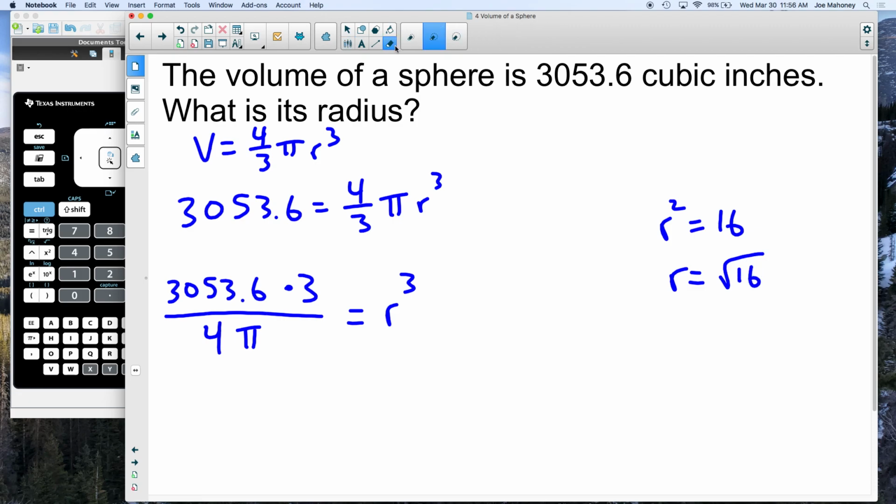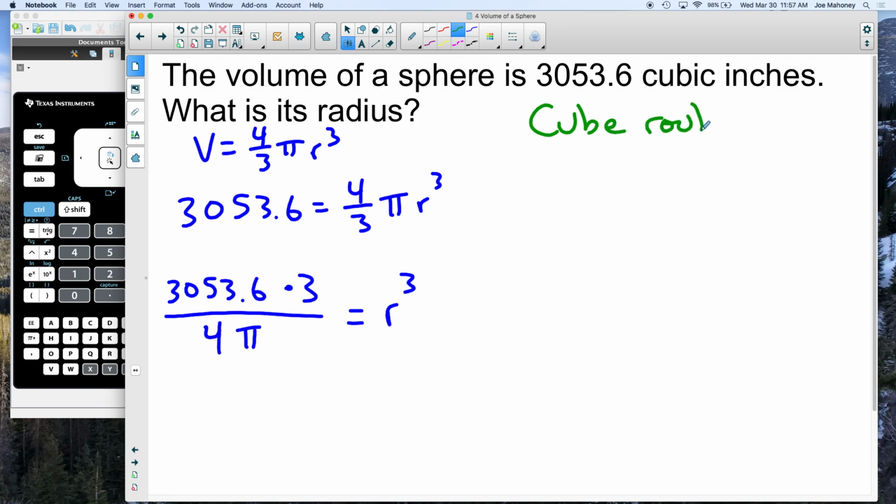So you do a square root to undo squaring. How do you undo cubing? Well, if you guess cube root, you are correct. So the cube root is written this way. It's the cube root of a value.